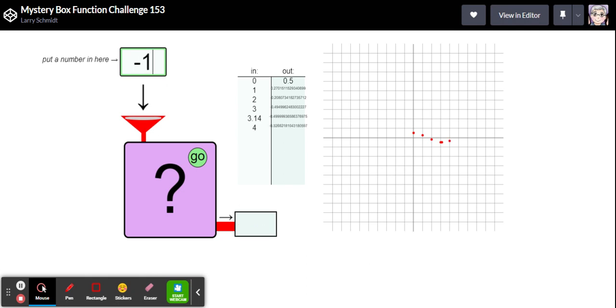I'm going to do a negative 1.5, which is going to be close to negative pi over 2. And that's close to 0. Okay. And then let's do a negative 3.14. So an approximation of negative pi, and we're at basically negative 0.5 again. Okay. So do you have an idea which trig function this might be?